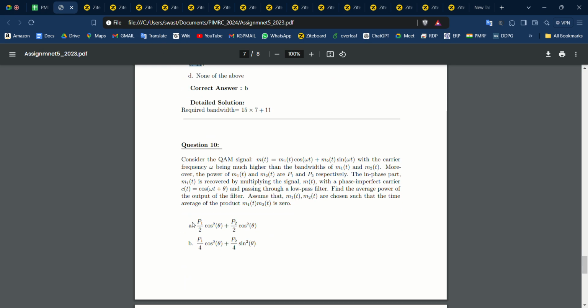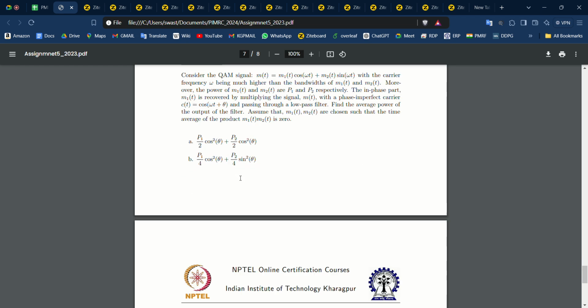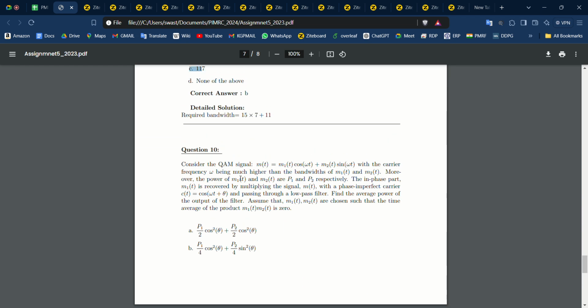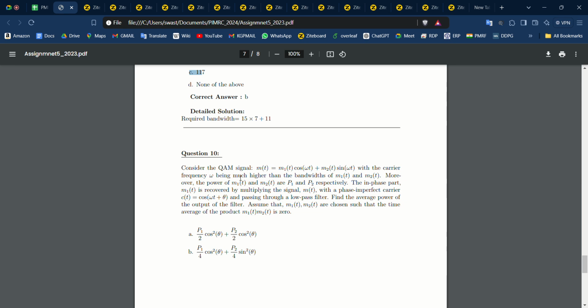Now consider the QAM signal m(t) in question number 10, equal to m1(t) cos omega t plus m2(t) sin omega t, with the carrier frequency omega being much higher than the bandwidths of m1(t) and m2(t). Moreover, the powers of m1(t) and m2(t) are P1 and P2 respectively. The in-phase part m1(t) is recovered by multiplying the signal m(t) with the phase imperfect carrier c(t) equal to cos(omega t plus theta) and passing through a low pass filter. Find the average power of the output of the filter.